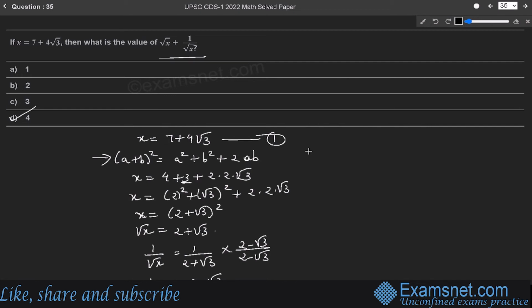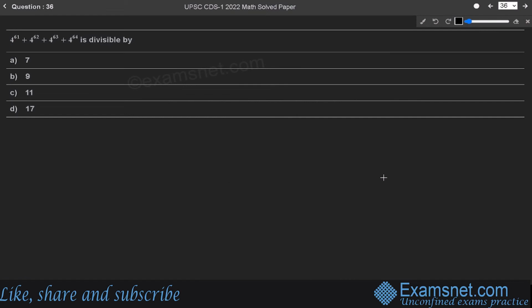See, in this question we only have to use this basic identity and we can easily find the value for the given expression. Next question is a very different question from all the questions that we have been solving up to now. 4 to the power 61 plus 4 to the power 62 plus 4 to the power 63 plus 4 to the power 64 is divisible by. This is a number and we have to find which of the following options this number is divisible by.